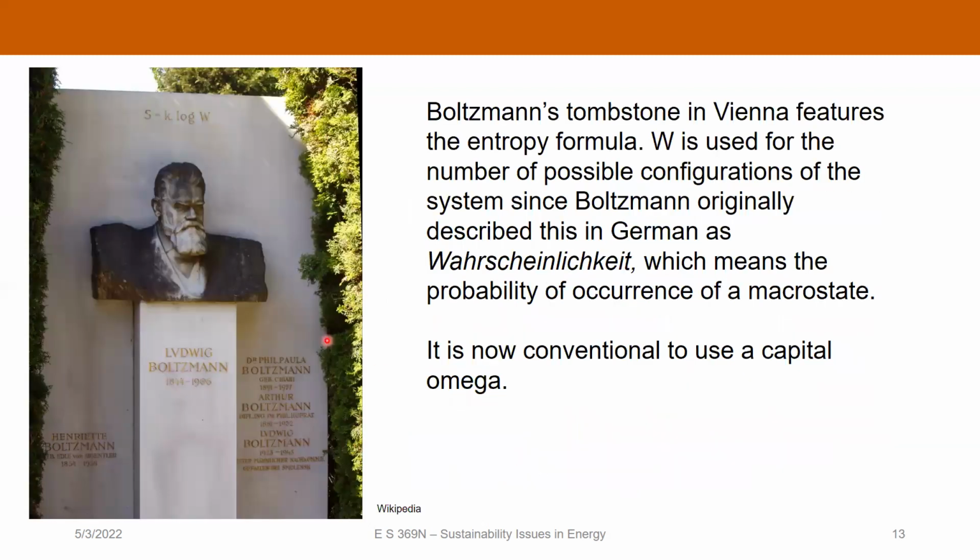Anyway, here's just an interesting aside. This is Boltzmann's tombstone in Vienna, and he actually has this equation on his tombstone, except he used W instead of omega to represent the number of possible states of the system. And he did that because it stands for a German word, Wahrscheinlichkeit, which means the probability of the occurrence of a macro state. And so we use capital omega now, but that's it.